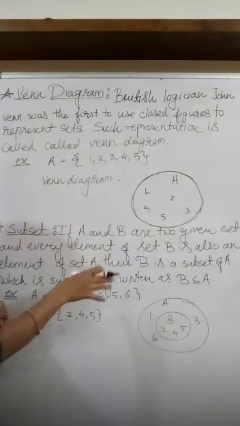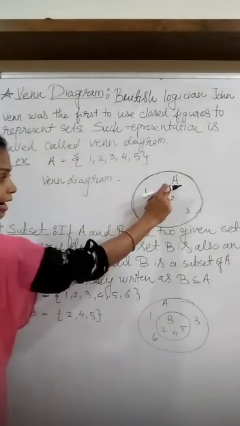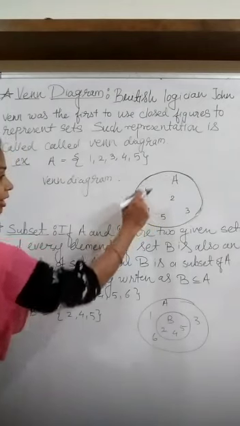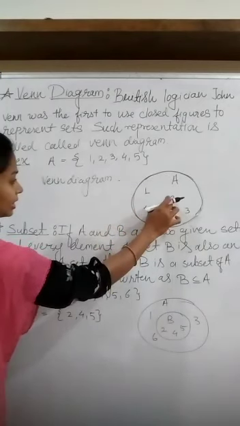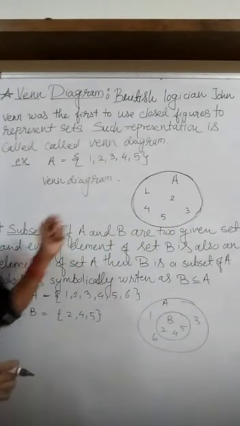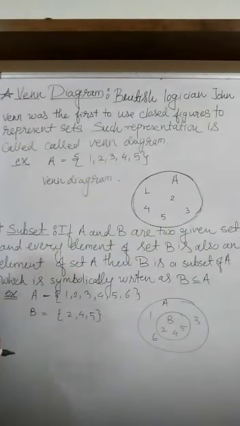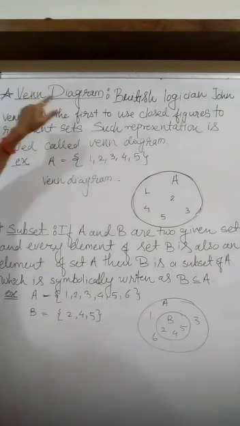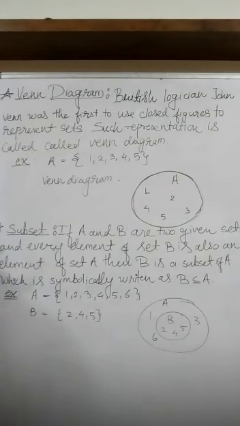In any closed figure you can represent the set. I put the name A here, and what are the elements of the set A that I have represented here? 1, 2, 3, 4 and 5. In this way we can represent the set in the Venn diagram, and this concept was firstly introduced by John Venn, and by his name only the diagram has been given the name Venn diagram. Fine. Now the next definition is subset.